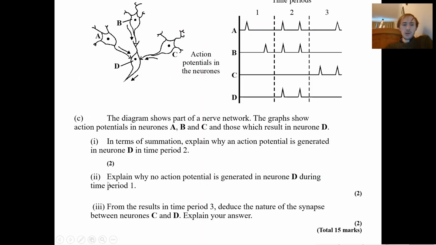Right. Part 2. Explain why no action potential is generated in neuron D during time period 1. Well, you can see here there is apparent spatial summation, i.e. A and B are both activated, but they're activated at different times. So by the time B is activated, the A one will already have faded away, the neurotransmitter will have been broken down.